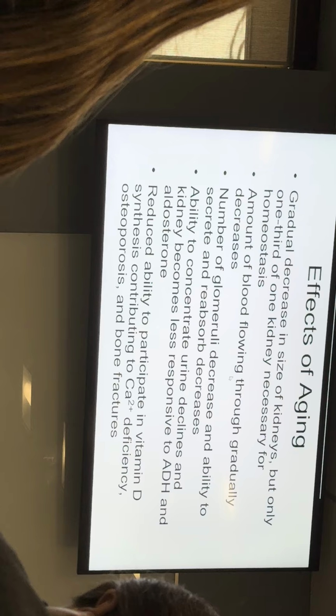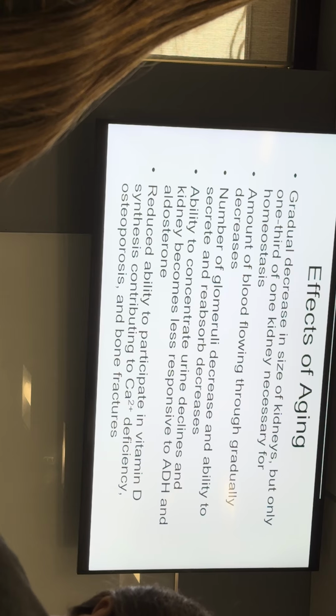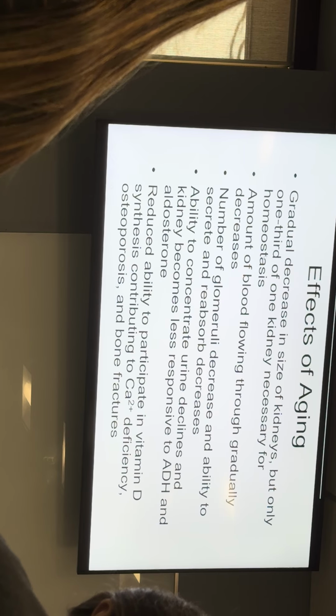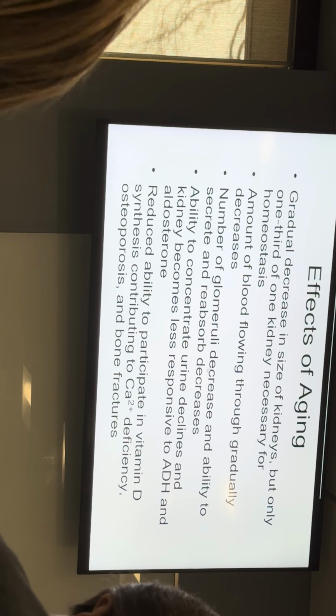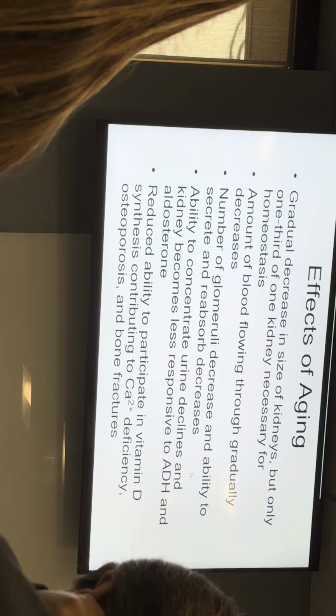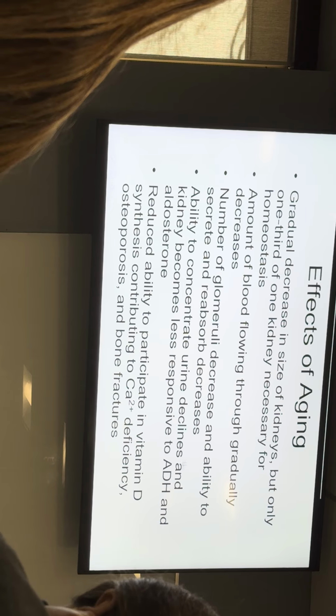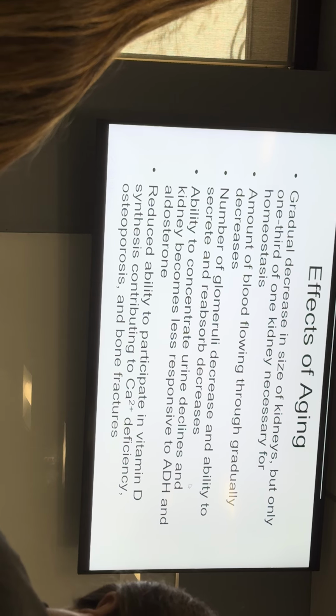The amount of blood flowing decreases because the amount of blood flow to every single organ decreases when you get older. So if you get less blood flowing to your kidneys, you're going to get less urine production. You get a smaller number of glomeruli, and also fewer nephrons, and your glomeruli can't reabsorb or secrete as well. So you're going to be peeing out more salts and more sugars.